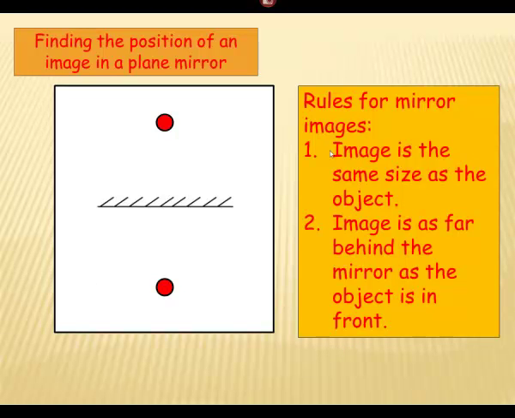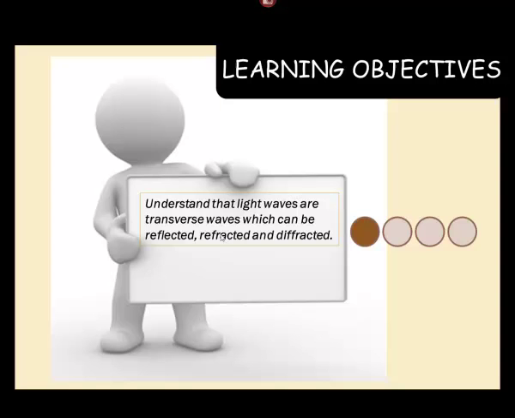Now what are the rules for mirror images? First of all, the image is the same size as the object. So this image here appears to be the same size as the object here. Secondly, the image is as far behind the mirror as the object is in front. So this distance here is the same as this distance here. Okay, so those are the two rules for mirror images.